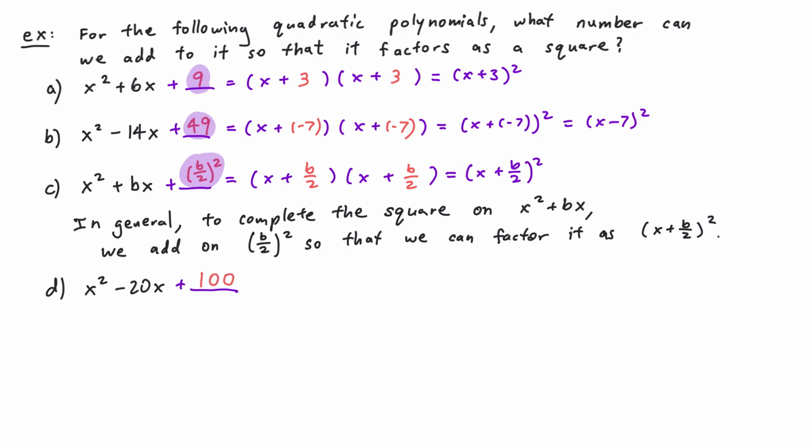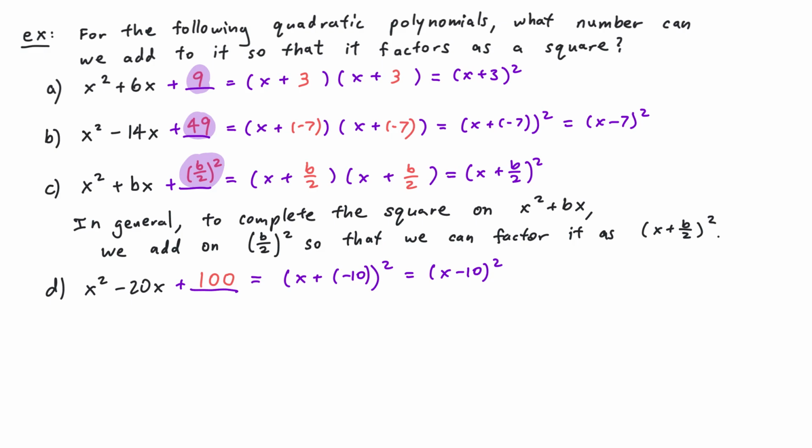So the number we need to add on at the end to complete the square is 100. And once we add on 100, we'll know that this factors as x plus b divided by 2 squared, which in this example is going to be x plus b divided by 2, which is negative 20 divided by 2, or negative 10, squared. And we can simplify this as x minus 10 squared. So a general pattern that you'll notice is that once we add on that last number, our quadratic is going to factor as x with half of this middle number squared.